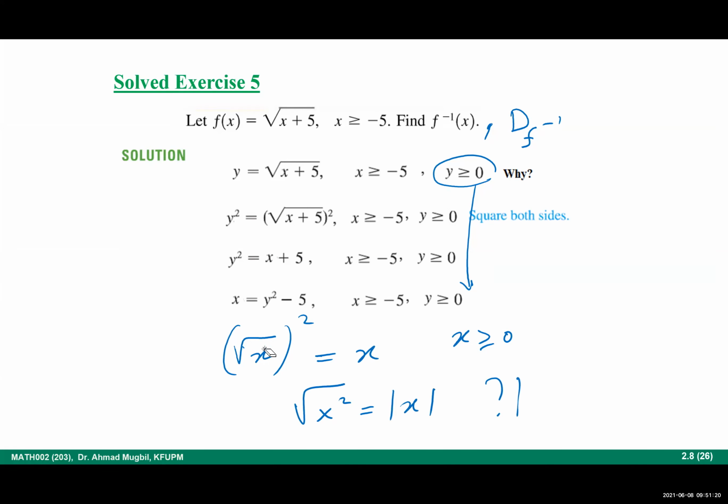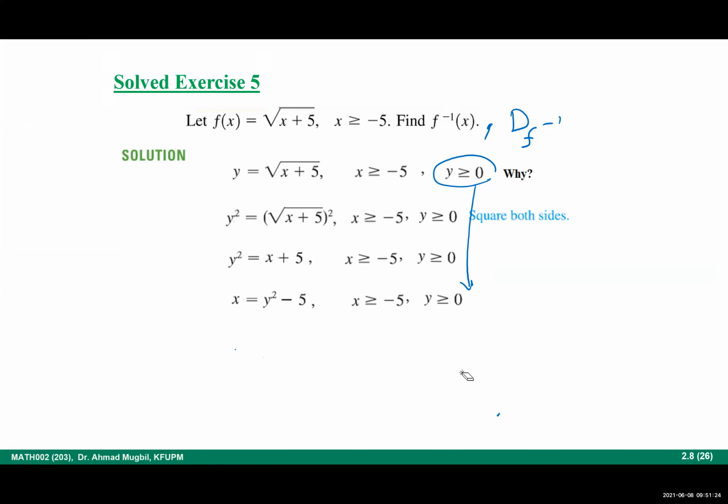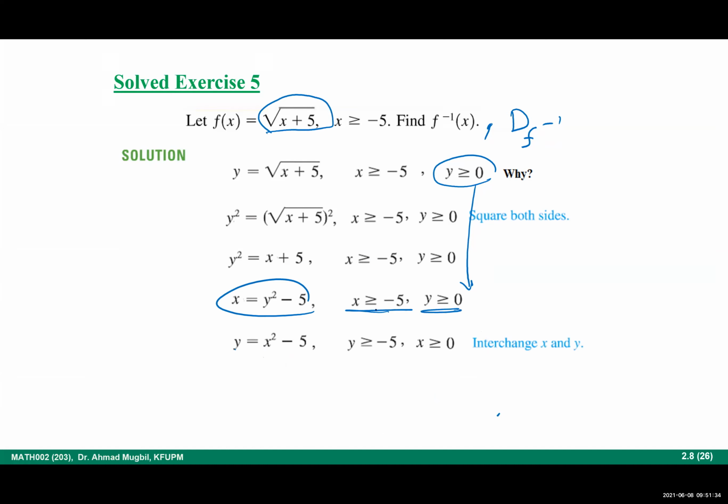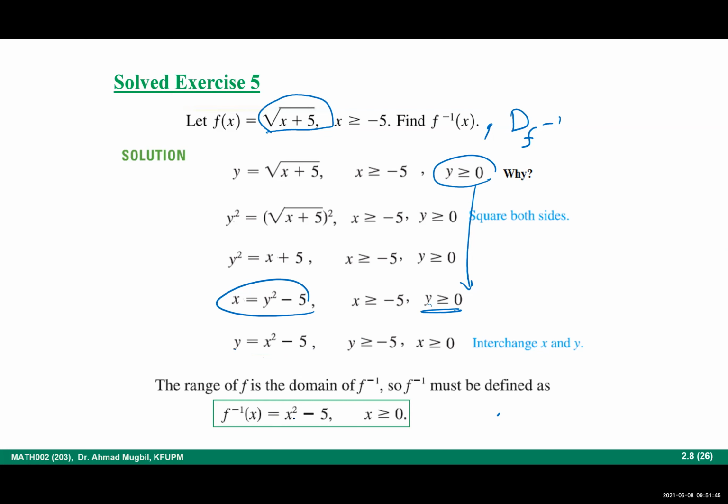We will move 5 to the other side. Okay, so who said it is about minus and plus? It is not. Look how this looks like and how this looks like. So this is the inverse now. Interchange, now we will interchange. When you interchange here, also interchange here. X will be y, y will be x. And now in the last step, we will write the inverse. The inverse is x squared minus 5, x greater than or equal 0.